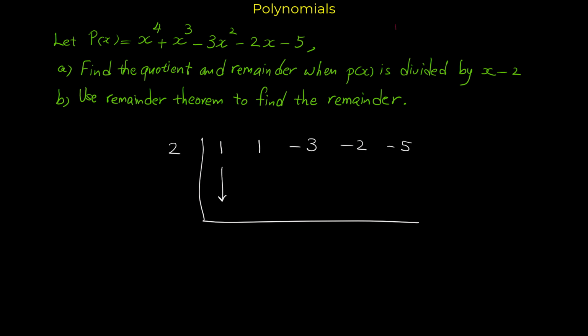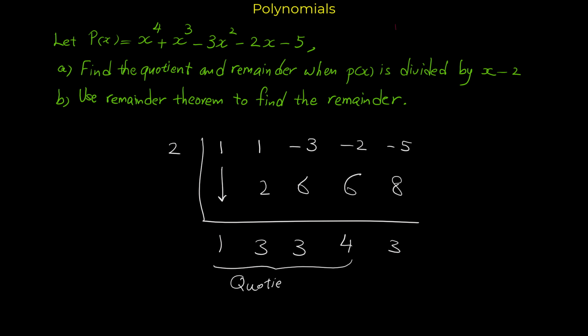Based on the synthetic division technique that we have learned, we drop the 1. We multiply this by this already. 1 times 2 is 2. 1 plus 2 is 3. Again, multiply 3 by 2, 6. Negative 3 plus 6 is 3. 3 times 2, again 6. Negative 2 plus 6 would be 4. 4 times 2 would be 8. Negative 5 plus 8 would give you 3. So these numbers here would give you the coefficients of the quotient, and this 3 is the remainder. So the remainder of the division is 3.